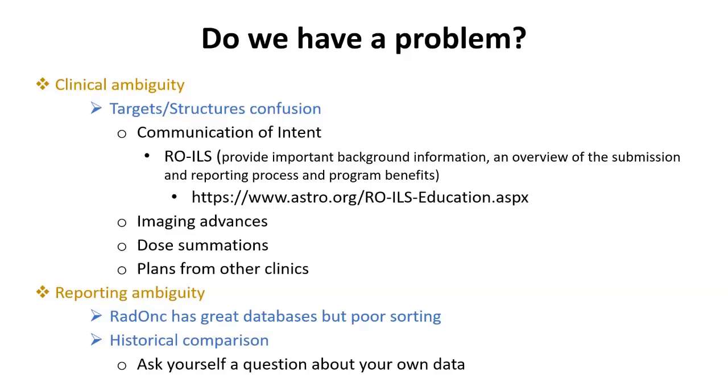Historical comparison: I would like to go, let's say, 3 or 4 years back and see what I have done. Let's say I'm using RTOG protocol 001, and now after the updates, after 5 years or 10 years, I'm using RTOG 007. Can I go back and see what I have done 7 years back, or can I not? And what can I do in the future? This is also very important. Ask yourself a question about your own data.